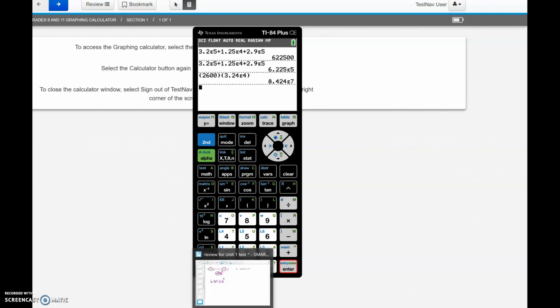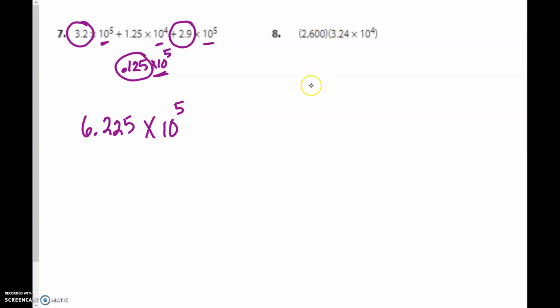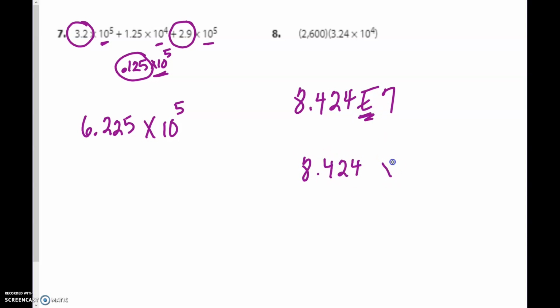Okay, so now when I go back here and write this, it's going to be 8.424. And remember, on the calculator, it said E and then a 7. So remember, that's 8.424. And this E right here means times 10. And then we have to write it as the exponent to the 7th. So remember, you guys can just completely use your calculator on this and not have to worry about getting exponents or anything the same. You can use your calculator. All right, good luck.